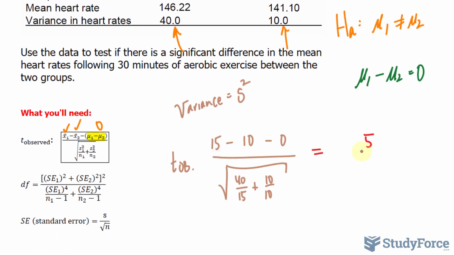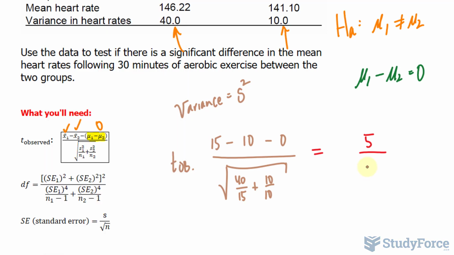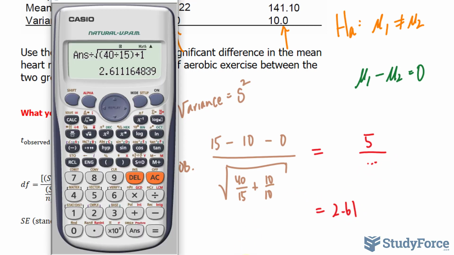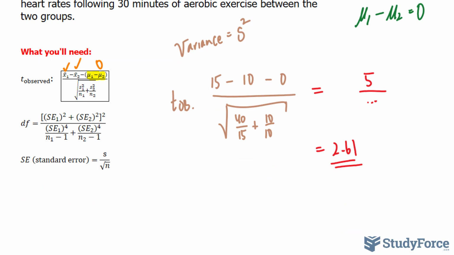All right, at the top we have 5 over, and you know what? Let's just use our calculator. 15 minus 10, that's 5, divided by the square root of 40 over 15 plus 10 over 10. Altogether, we get 2.61. 2 decimal places is good enough. Now we have to calculate the degrees of freedom. We are using the t-test after all.